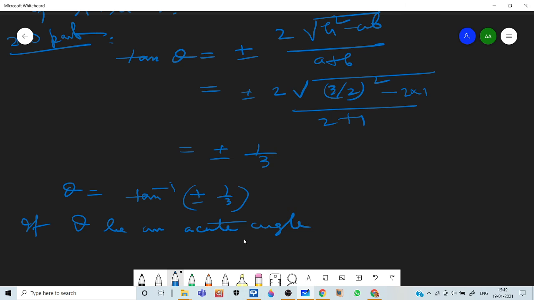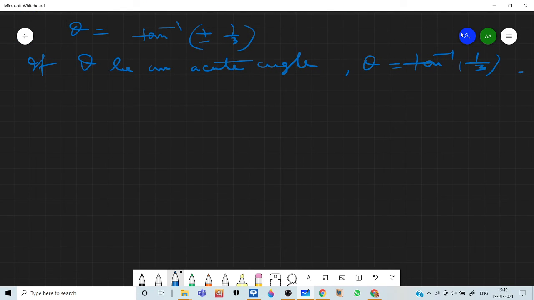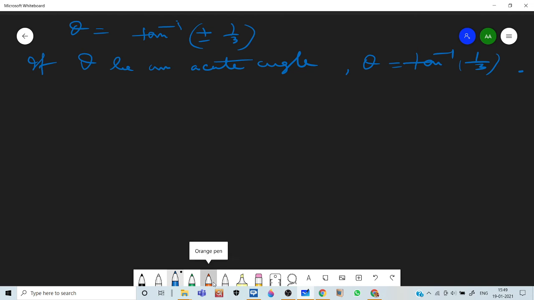Acute angle, then we get the positive value. So theta is equal to tan inverse 1 by 3. This is the answer. Next problem, example 2.